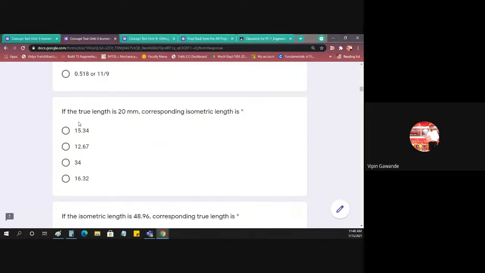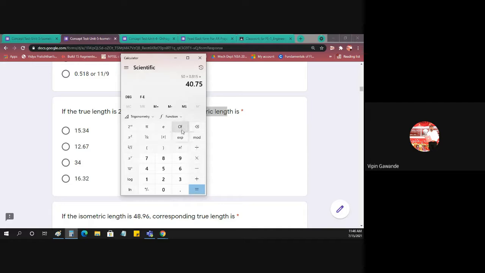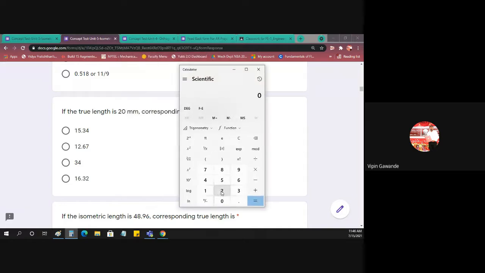Now, this type of question they will also ask in the examination. If the true length is 20 mm, what is the corresponding isometric length? So whenever the isometric length is asked, what do you have to do? 20 is given, so this is the true length.